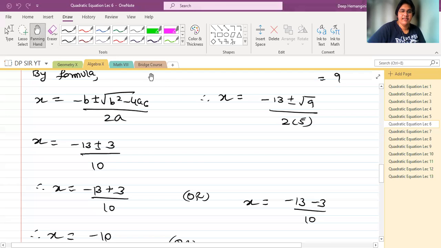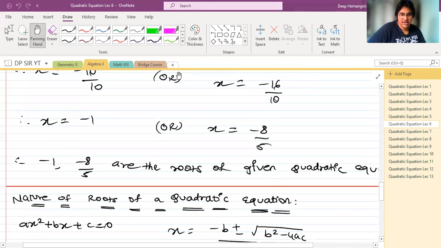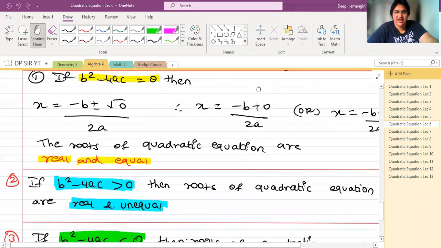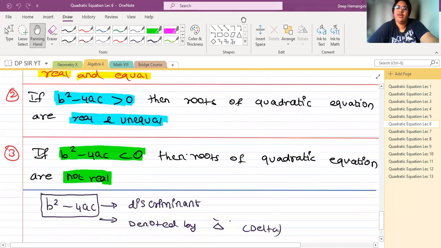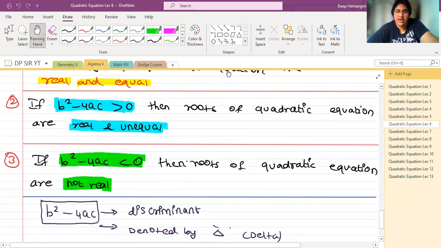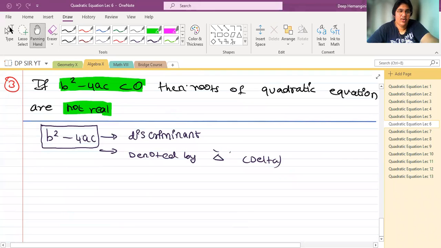In the previous class, we had studied the nature of roots of a quadratic equation. There are three possibilities: less than zero, greater than zero, and equal to zero, and accordingly we solve the questions. This b square minus 4ac is nothing but delta, which is also known as the discriminant.